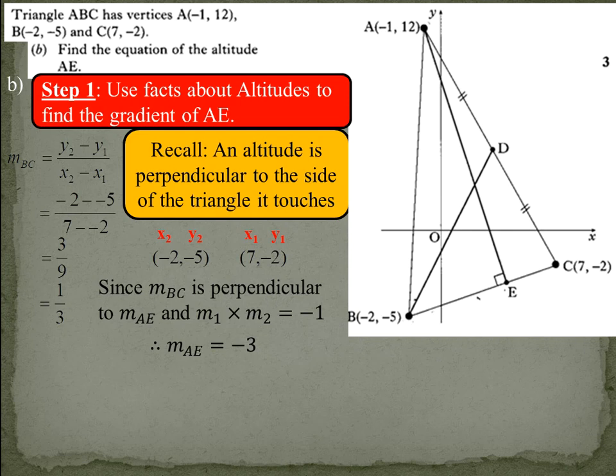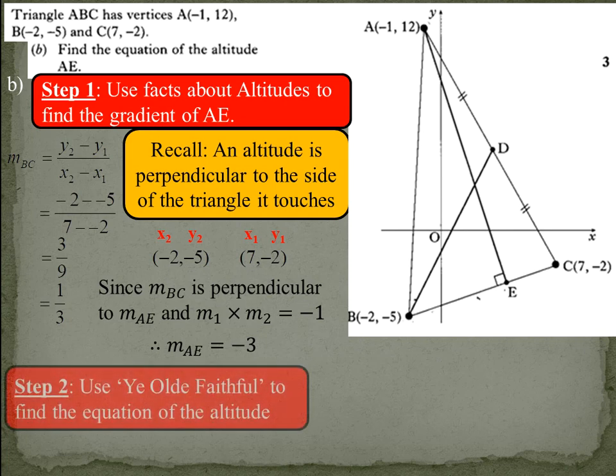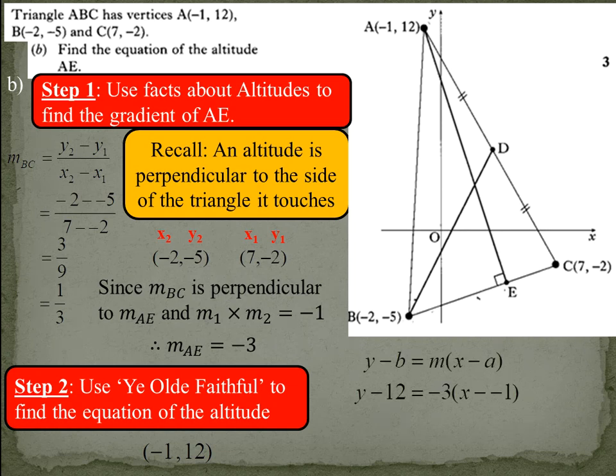Again, you don't have to show the working of how minus 3 comes about. As long as you make your statement, you can just simply flip 1/3, so it becomes 3/1, and change the sign, so it becomes minus 3. Using y minus b equals m(x minus a) again, we find the equation of the altitude with the coordinate for A, which we know is (-1, 12). We don't know E, and you won't work out E in this, so you are limited to using (-1, 12) as your coordinate. Sub it in, and we get y equals minus 3x plus 9.